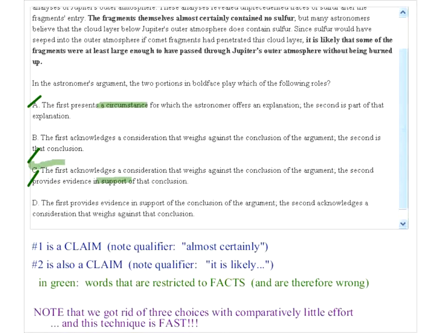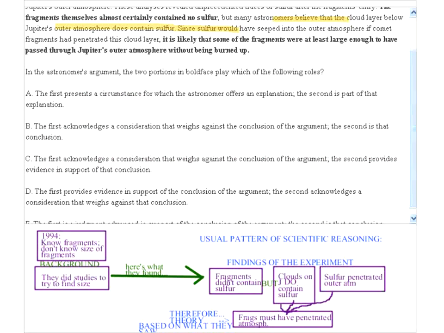To this question, the answer was E, because here's our diagram. This is the main conclusion. This theory is what all of these findings are meant to justify. So it's all of this stuff, and then: therefore, the fragments must have been big enough to pass through the outer atmosphere. Notice again, there's a connecting theme. I'll come back to that question, Cheryl, in a second.